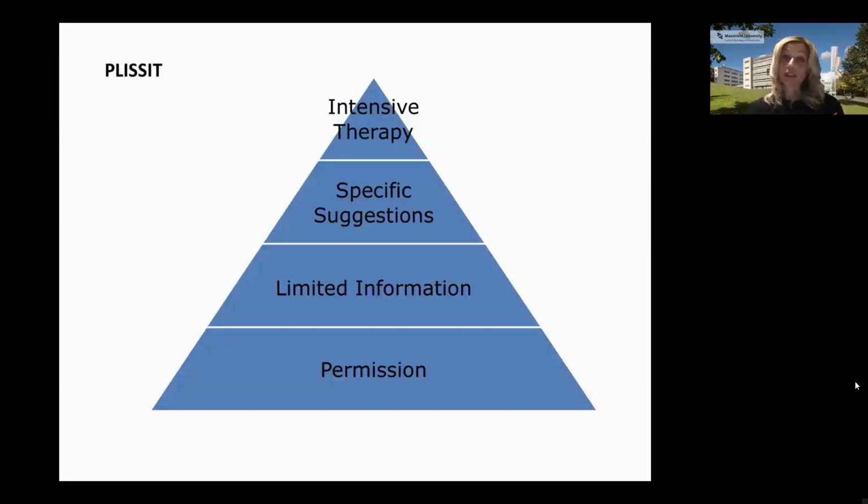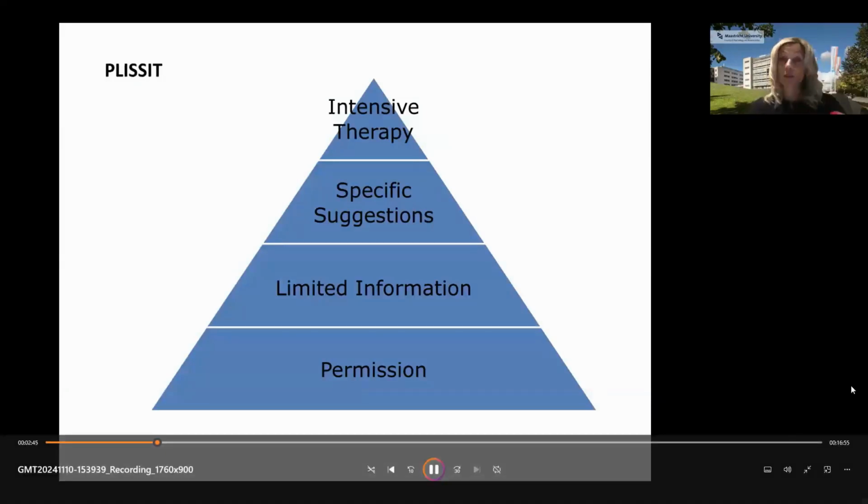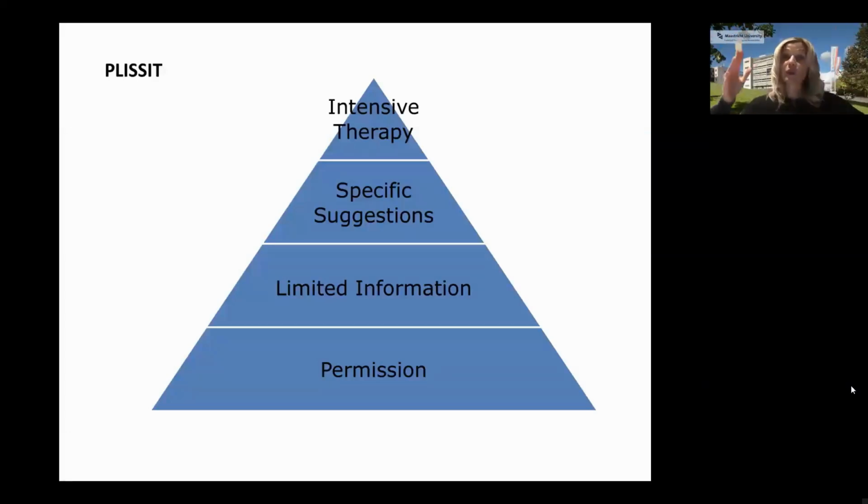Well, we actually follow the PLISSIT model, which is a stepwise approach, and which means that it always starts with giving patients permission, a platform to talk about sexuality. Then you can give some limited information, some specific suggestions, and eventually there's intensive therapy. And the intensive therapy, that's the job of the sexologist. But not every patient with sexual concerns or sexual problems needs intensive therapy. Sometimes it's sufficient to just bring up the theme, explain it, talk about it, giving some basic information. And this permission is so important.